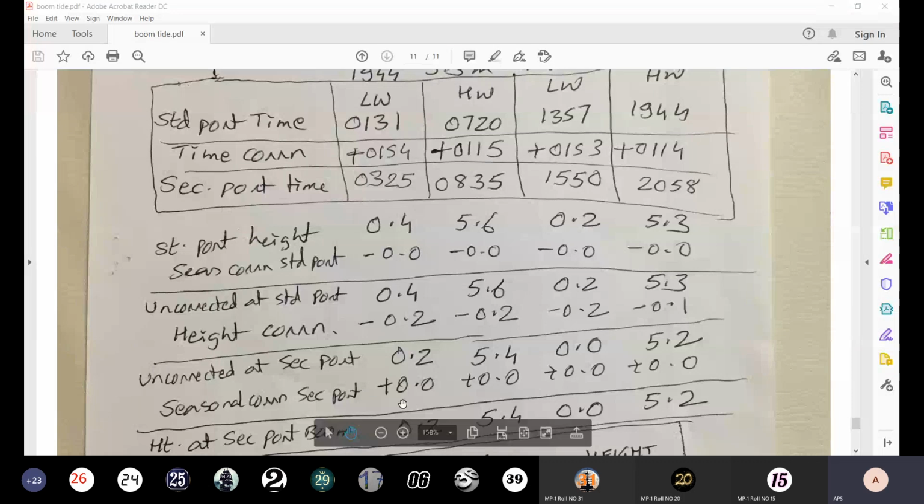Meantime, you can write the seasonal correction for Boom. So Boom is also 0, 0, 0, 0. But don't forget to write plus. And again in the bracket, it will become plus minus correction.